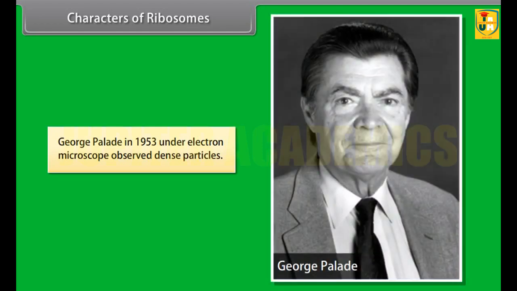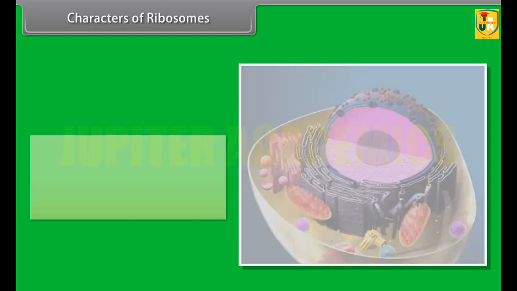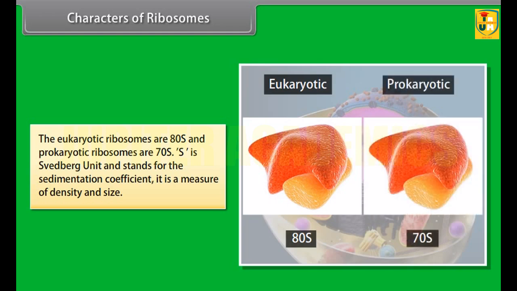Characters of ribosomes. George Palade in 1953 under electron microscope observed dense particles. Ribosomes are granular structure. Ribosomes are made of ribonucleic acid RNA and proteins. They are not membrane bound. The eukaryotic ribosomes are 80S and prokaryotic ribosomes are 70S. S is Svedberg unit and stands for the sedimentation coefficient. It is a measure of density and size.